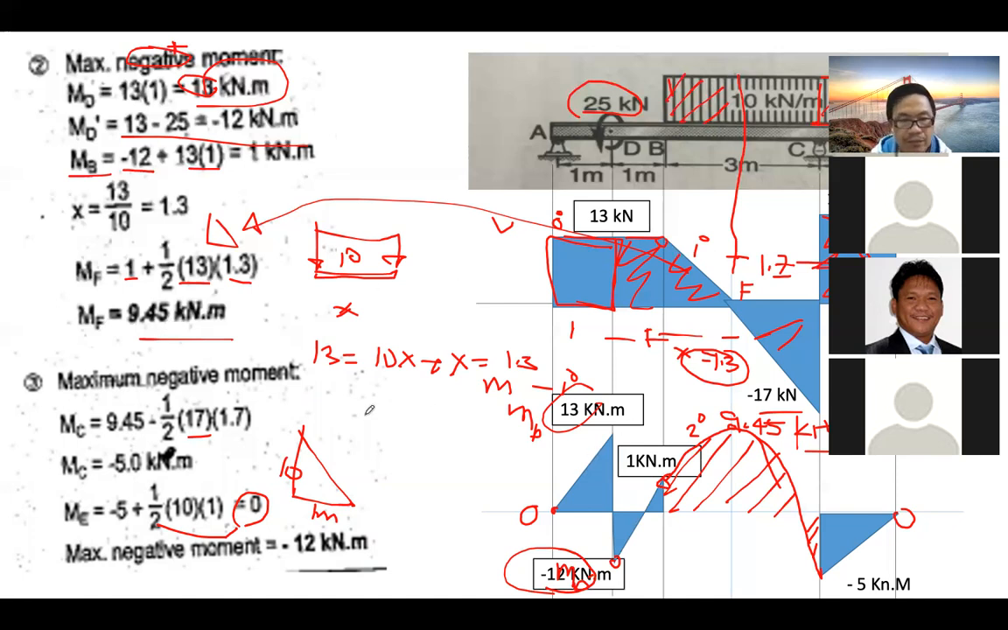And then, edit ko na lang yung sa Google. Hindi ko nakita ito nung tinignan ko. Ito pala, 13. Very good. Negative moment is, ayan, 12. 13 positive. Negative is 12. Okay. Some more questions? Okay, let's proceed.